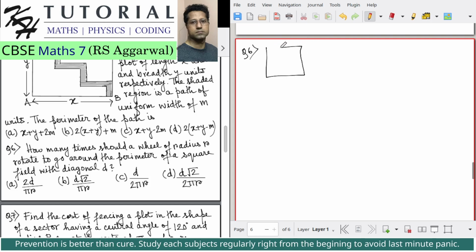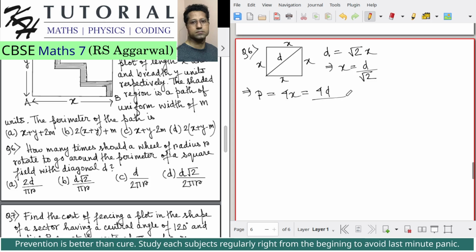We know that if there is a square, if the diagonal is d, and the length of each side of the square is x, there is a formula that relates the diagonal and the length of each side. So d is equal to square root of 2 multiplied by x. From here we get x is equal to d by square root of 2. Okay, so we have to find the perimeter. The perimeter of the square will be 4x. This is equal to 4 into d by square root of 2.